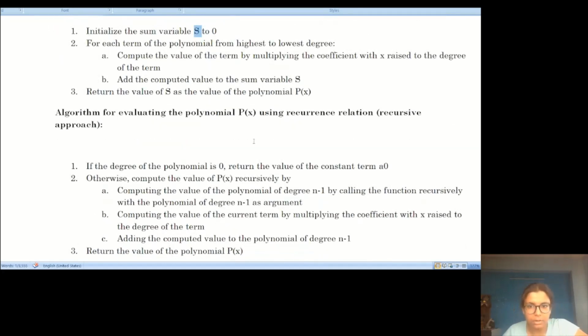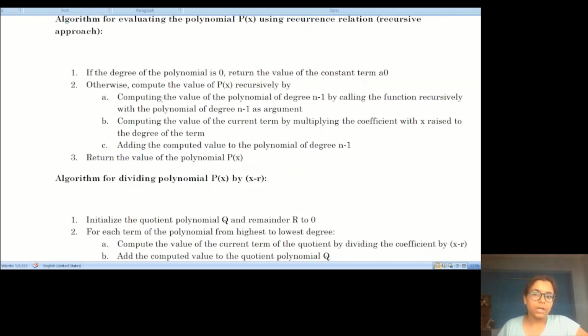On to the next procedure, that is the recursive approach. Here the process is the same. It's just that we need to have a recursion approach. Firstly, we would check if the degree of the polynomial is 0, then the value should be the constant term that should be returned. I mean, if the degree is 0, then a constant term should be returned.